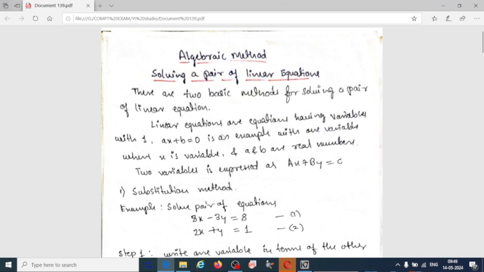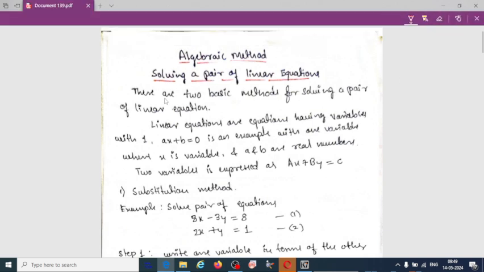One of the questions will be from this topic in the CSIR-UGC NET exam. So, the algebraic method of solving a pair of linear equations. You must understand what a linear equation is. There are two basic methods of solving linear equations. First we should understand the definition. Linear equations are equations having one variable, that is ax plus b equal to 0 is an example with one variable, where x is the variable and a and b are real numbers.